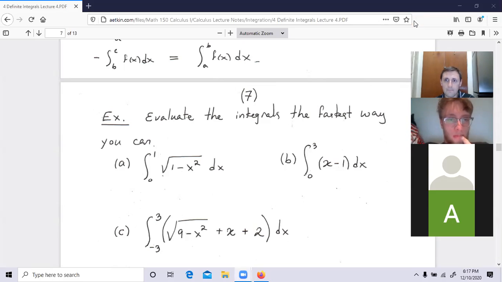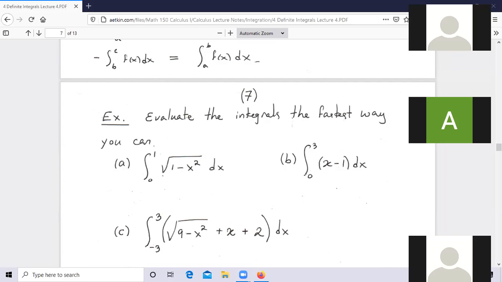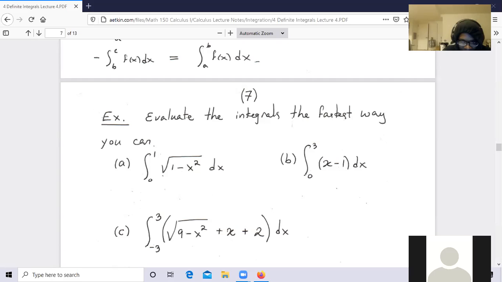Fast. Should I hurry you? What's this integral? Quickly. It's already 2 minutes past.